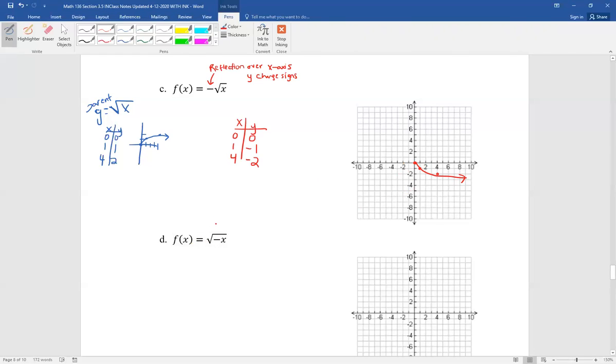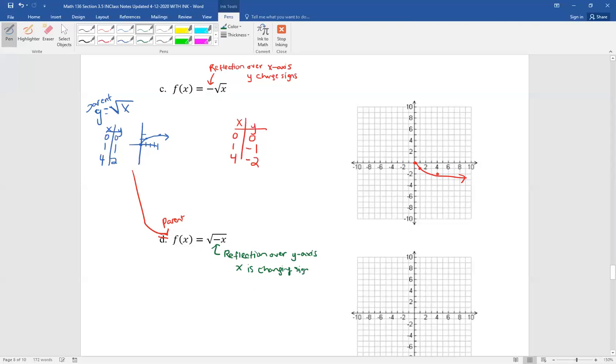Now, same idea here. I'm not going to redo the parent since it's also going to apply to this one. This also has the same parent, but this time the negative is inside. When the negative is inside, it's going to affect x. So this is actually going to be a reflection over the y-axis. So that means that our x is changing signs.